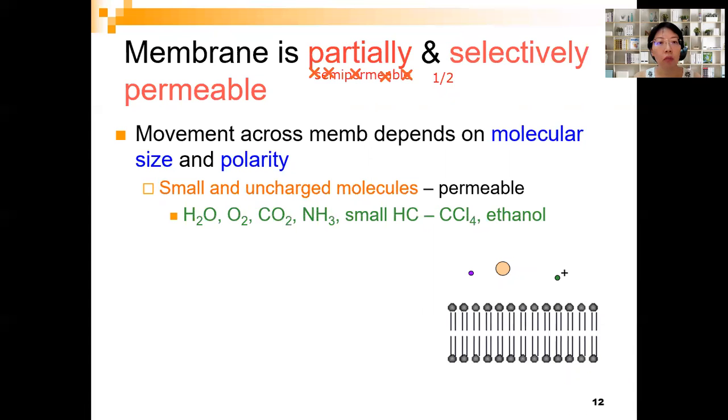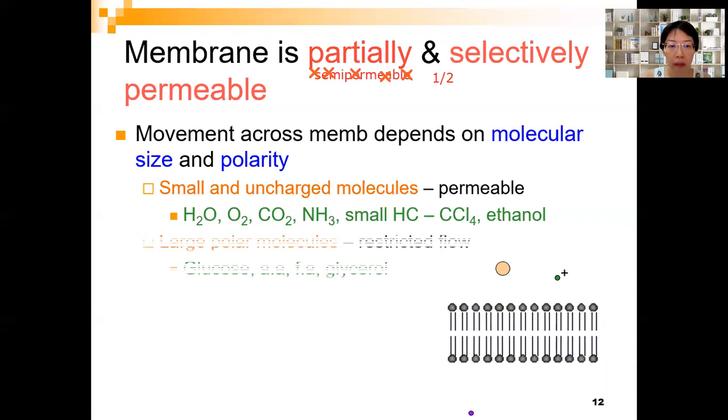Number one, small and uncharged molecules will be permeable. Like water molecule, oxygen, CO2 gas, ammonia, small hydrocarbon like CCl4, ethanol, all of them are tiny. So they are able to pass through the membrane. The membrane is totally permeable to them.